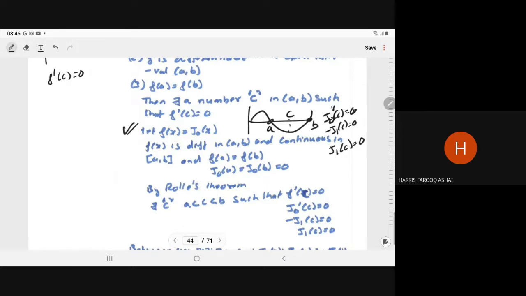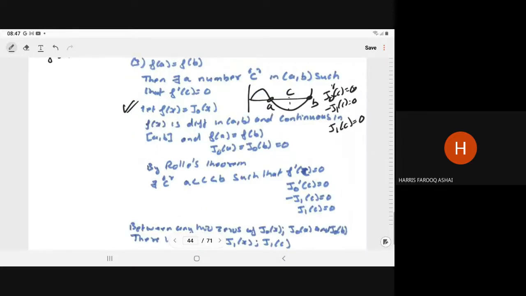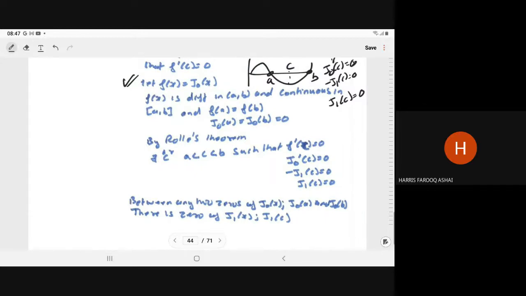And what does J1 C is equal to 0 mean? C is the zero of J1, and C lies between A and B. So that proved that between two consecutive zeros of J naught, there is one zero of J1. Clear this part? So between any two consecutive zeros of J naught, there is one zero of J1.